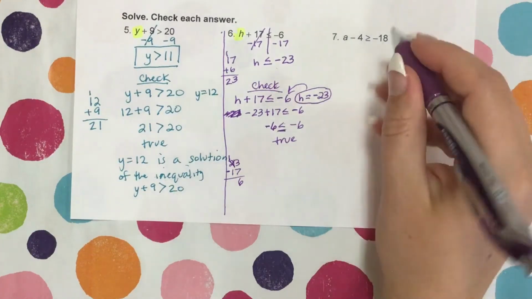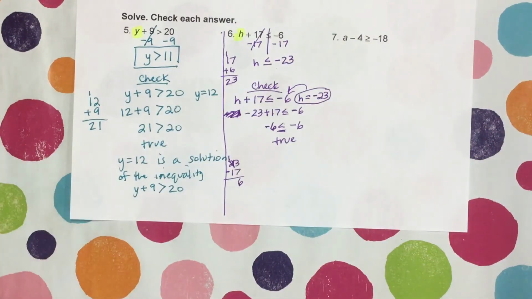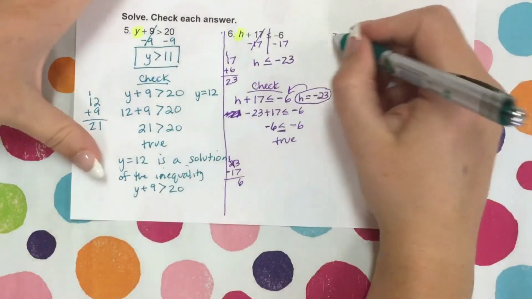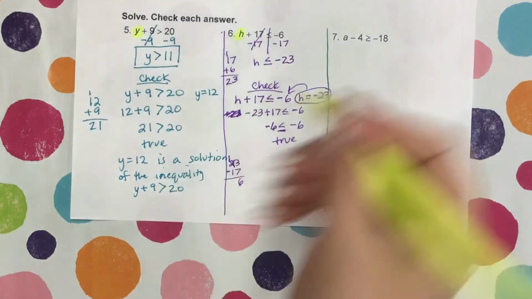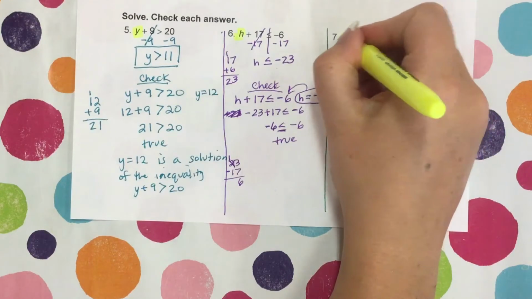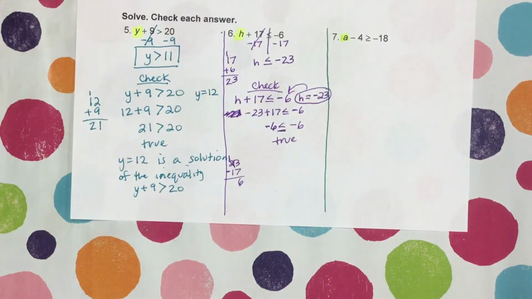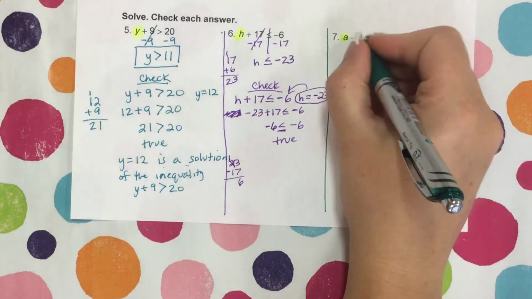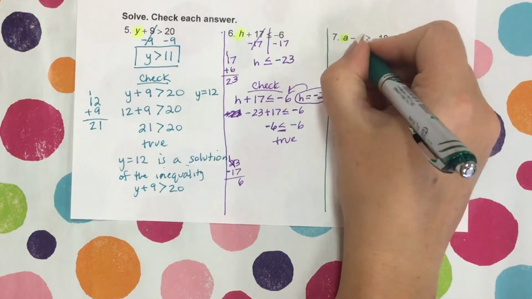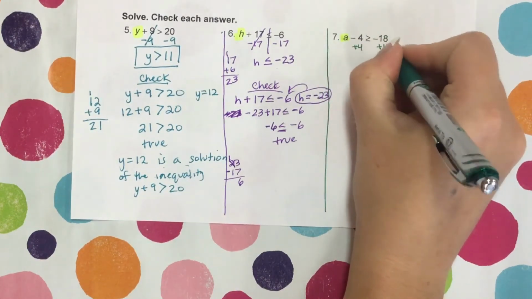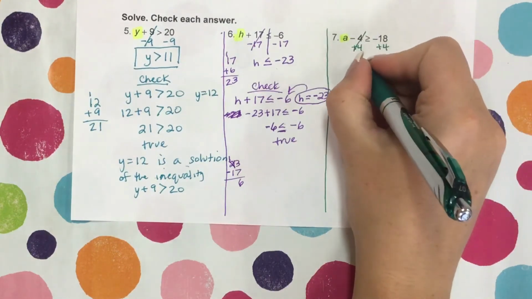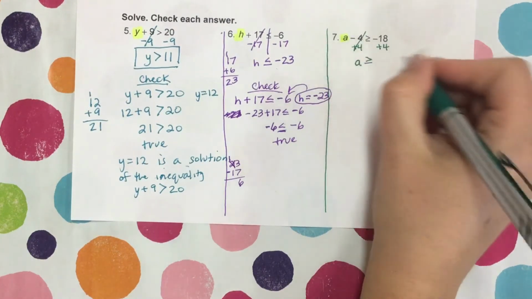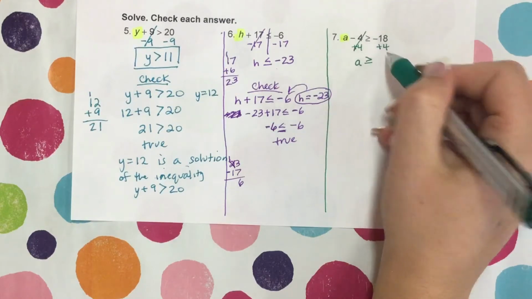Okay. Let's move on to number 7. On number 7, we are trying to get a by itself. At the moment, it's not by itself, so we need to get rid of this negative 4. So we're going to do the inverse operation of adding 4 to both sides. This negative 4 and that positive 4 are going to cancel each other out. We're left with a is greater than or equal to negative 18 plus 4.